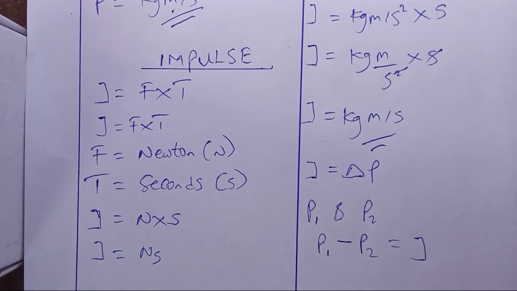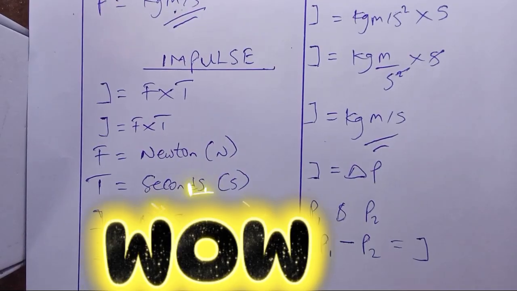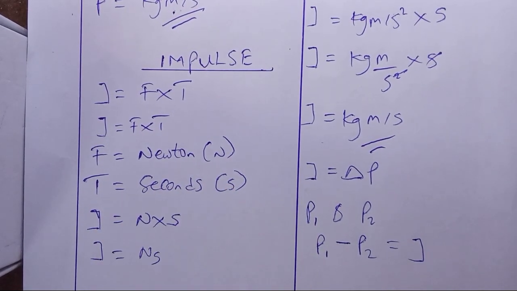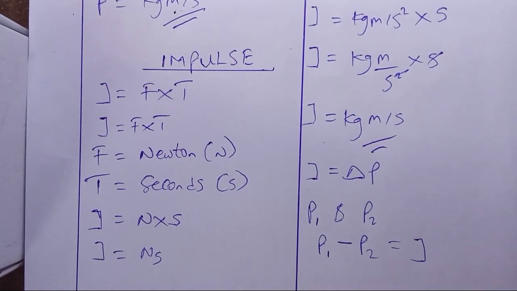Most people are saying impulse is momentum. No, take notes. Impulse is not momentum, but impulse is the change in momentum. These are the major two relationships between impulse and momentum.